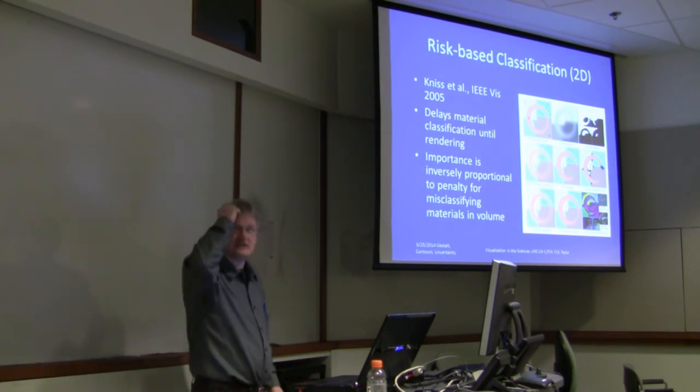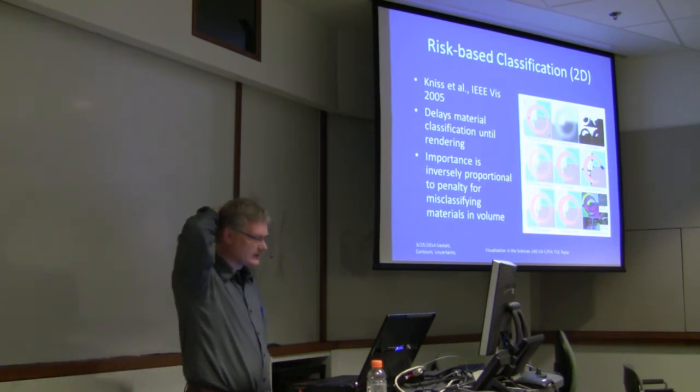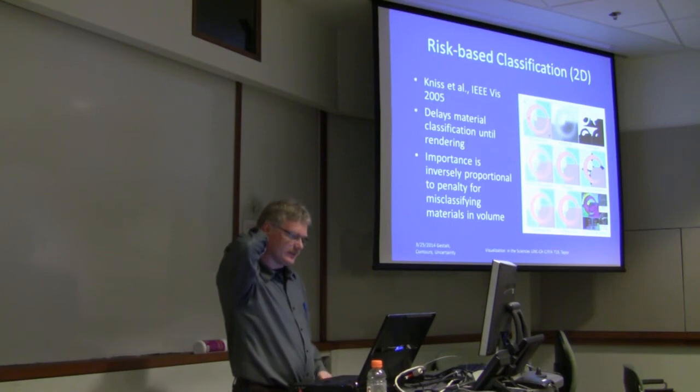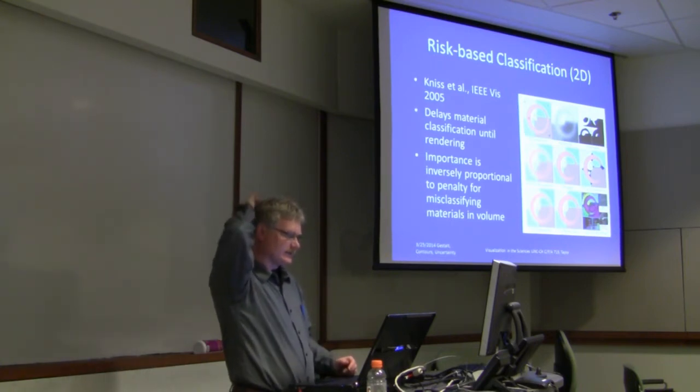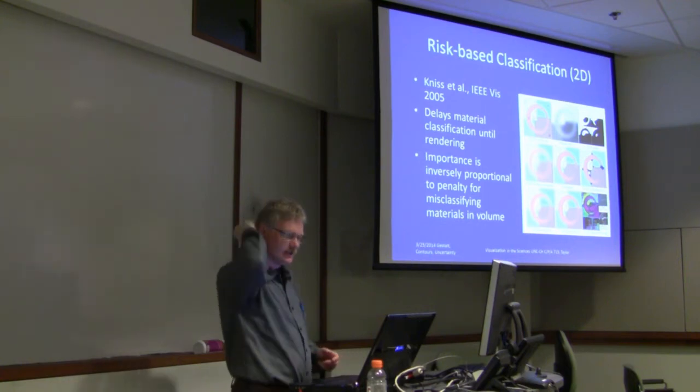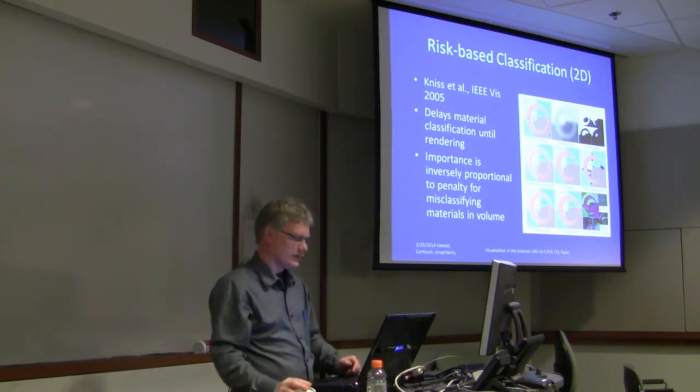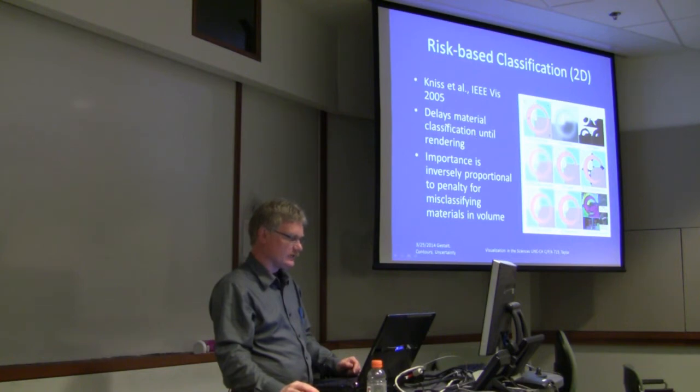All right, so this is a 2D risk-based classification, showing you what kind of material each of these things is, and it delays the classification until rendering. The importance is inversely proportional to the penalty for misclassifying. If it's really important not to misclassify, then they make it harder to tell what's going on. So we're not going to classify where we're likely to get it wrong.